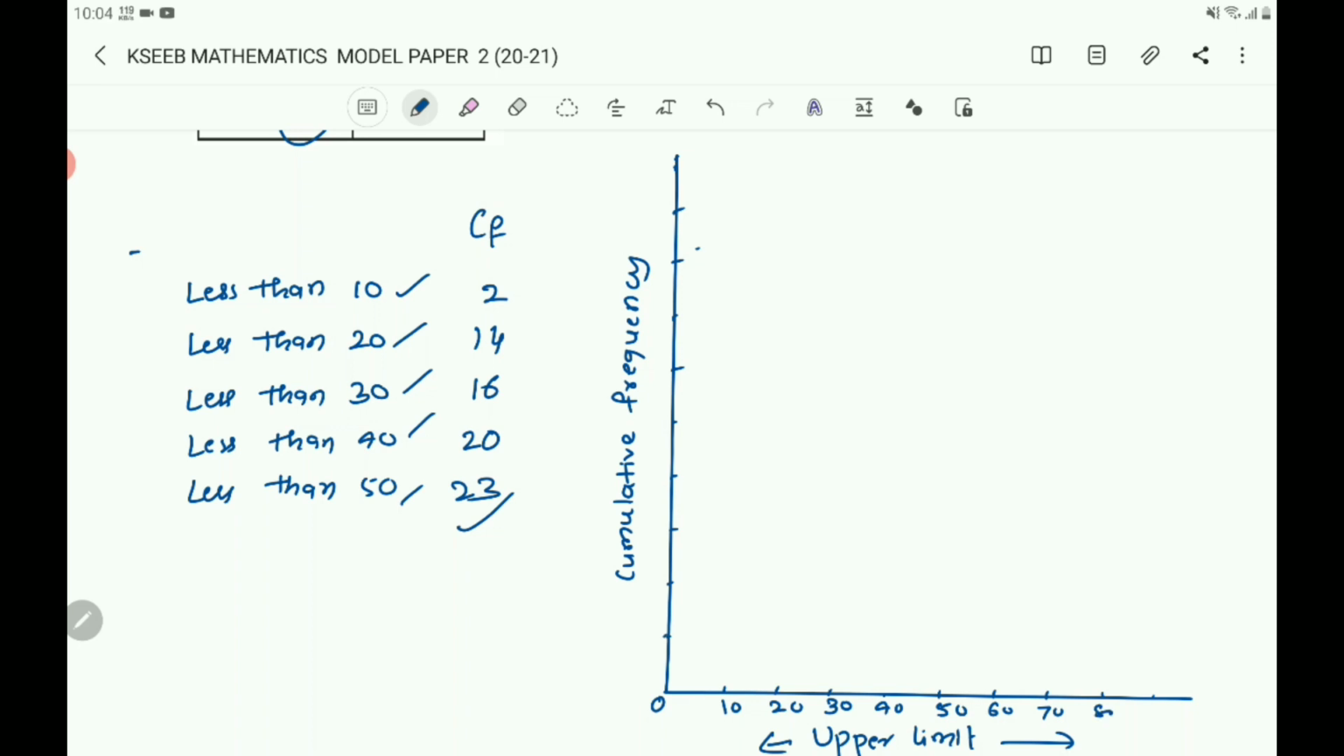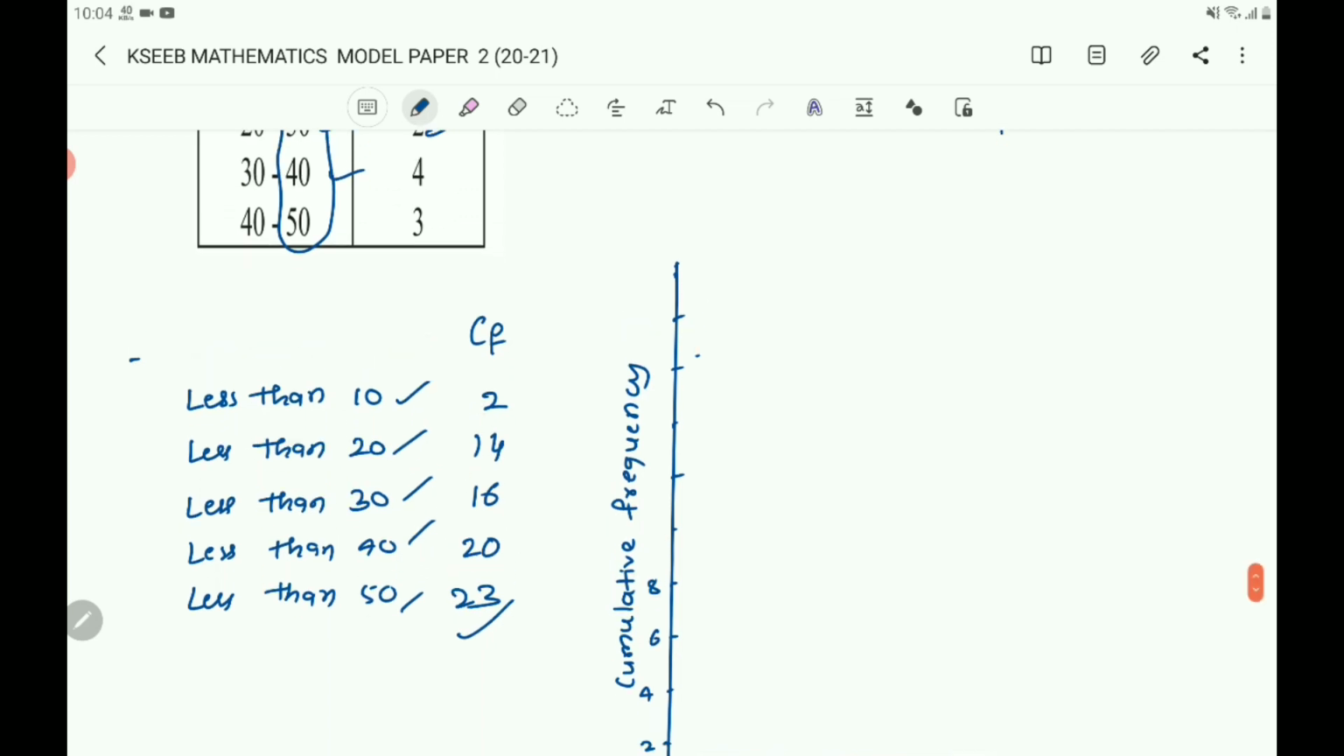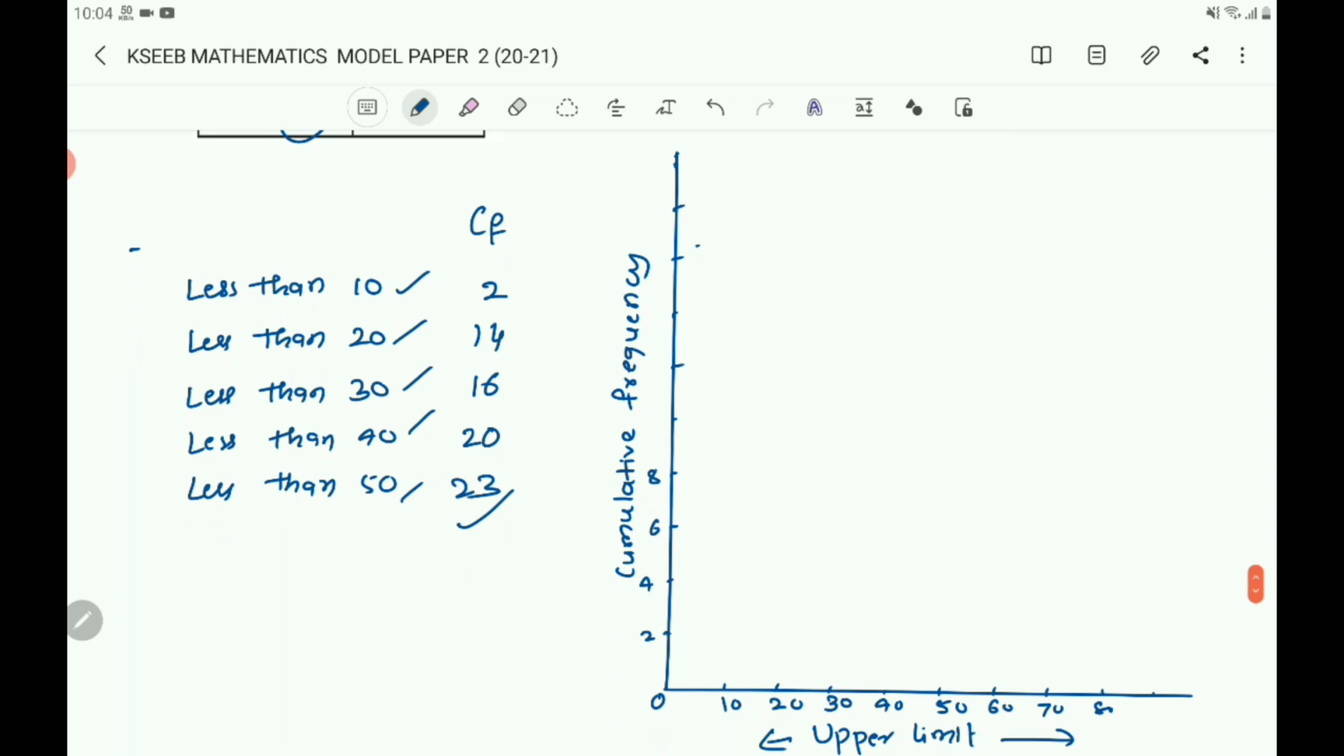Here the maximum is 23. So write 2, 4, 6, 8, 10 you can take, or here if you can't get up to 23 take 4, 8, 12, 16, 20, 24, like this way.